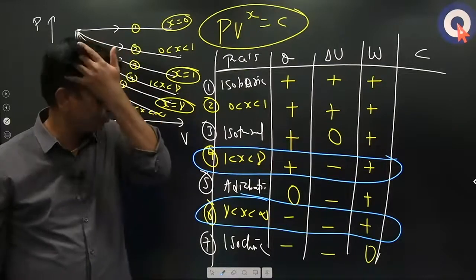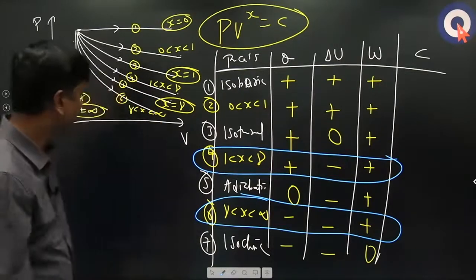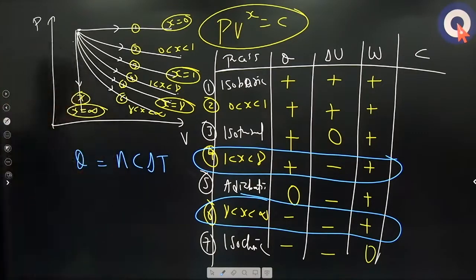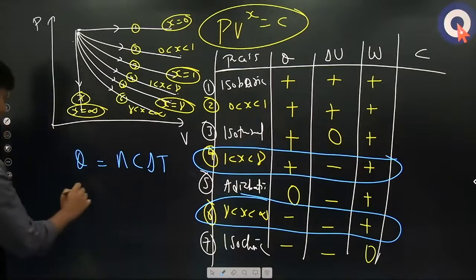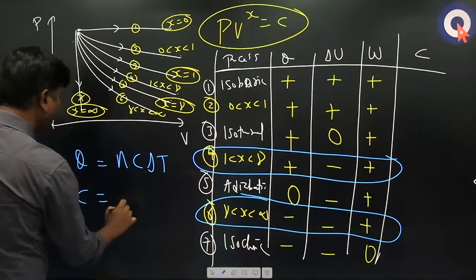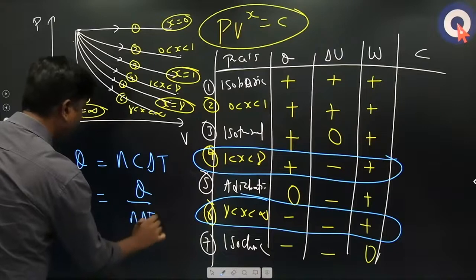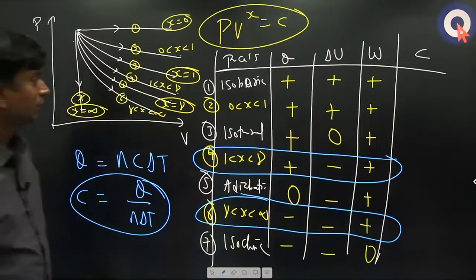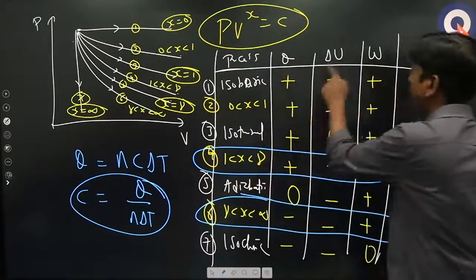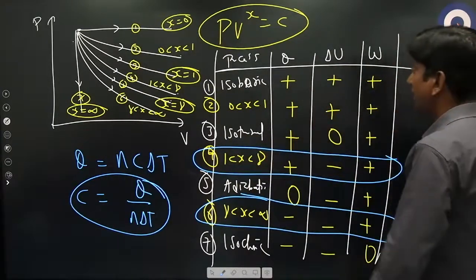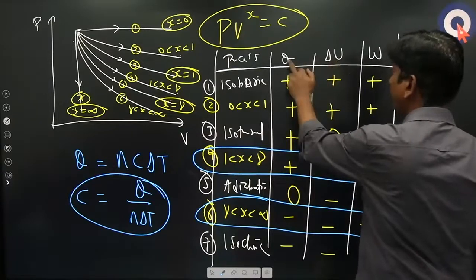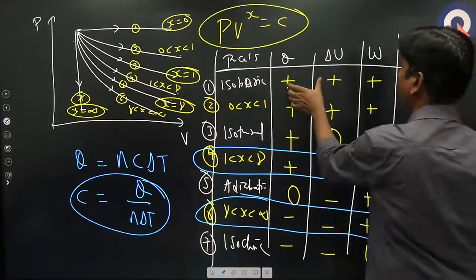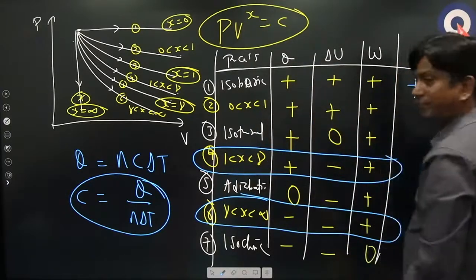Now when we come to the molar specific heat, Q is equal to NC delta T, where C is the molar specific heat in that particular process. So molar specific heat is equal to Q by N delta T. Q positive, delta T positive means C is positive. For delta T you can take delta U, so delta T means delta U. Q positive, delta U positive, because delta T positive means delta U will be positive. So for these two, the molar specific heat is positive.